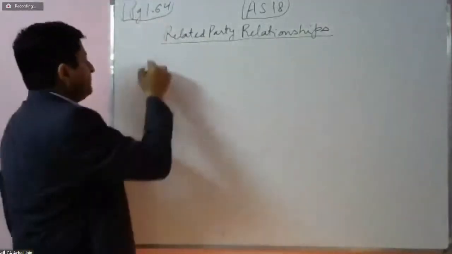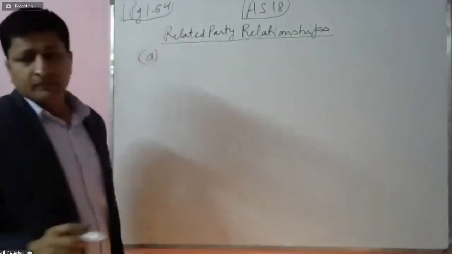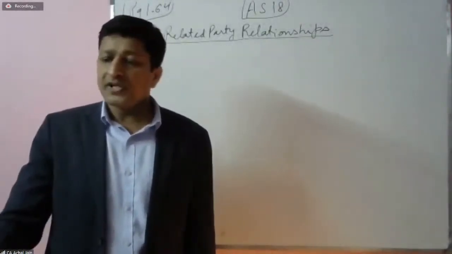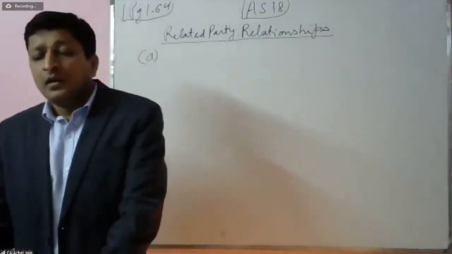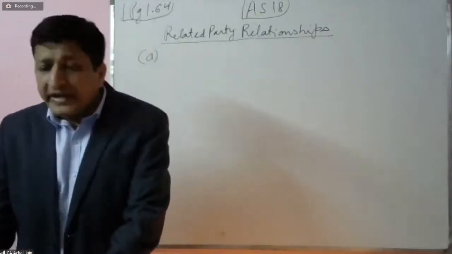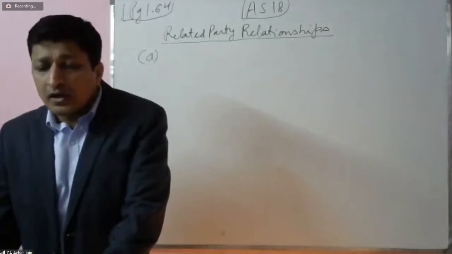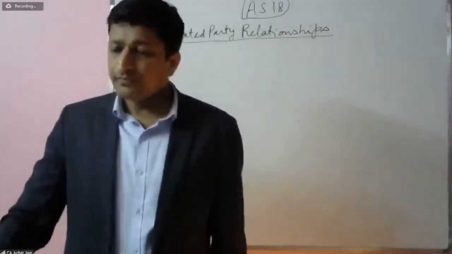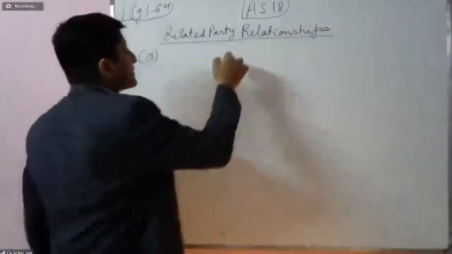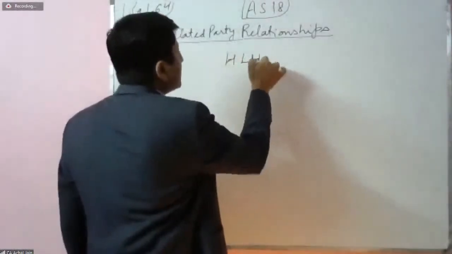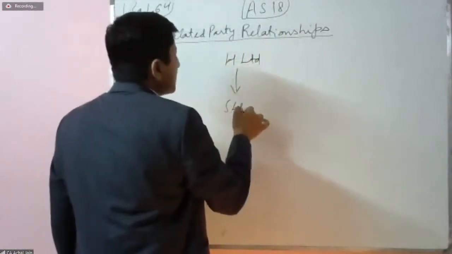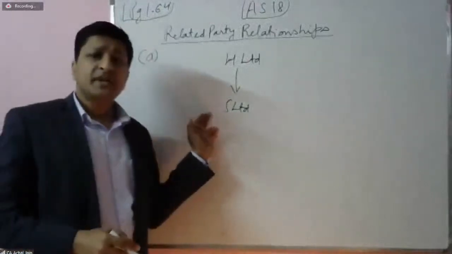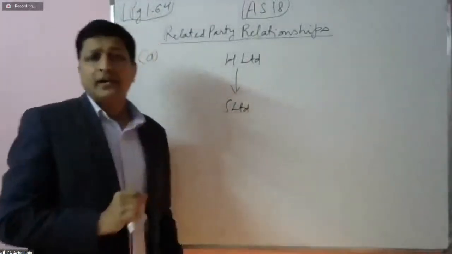First, entities that directly or indirectly through one or more subsidiaries or through one or more intermediaries control or are controlled by or are under common control with the reporting enterprise. Say there is a company H Limited which controls S Limited. So this is holding, this is subsidiary. So they will become related parties.